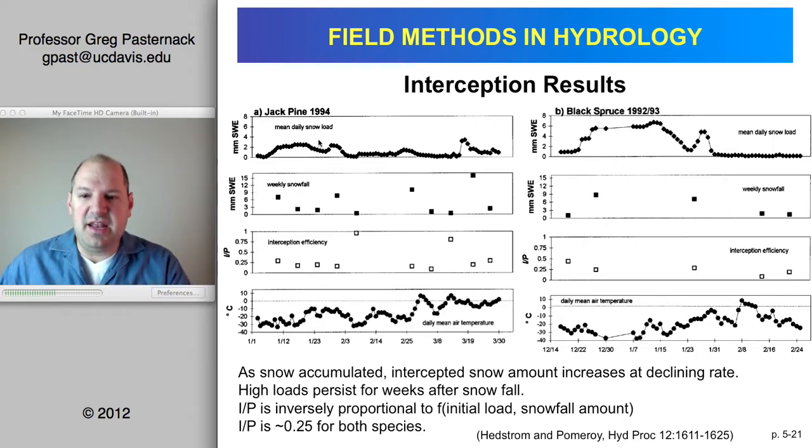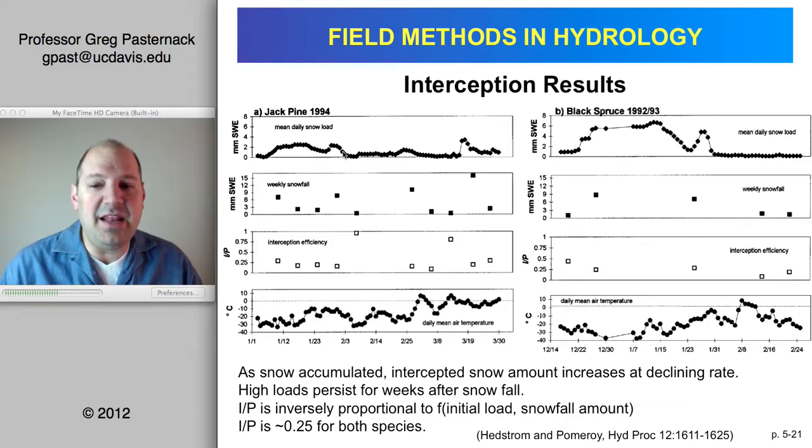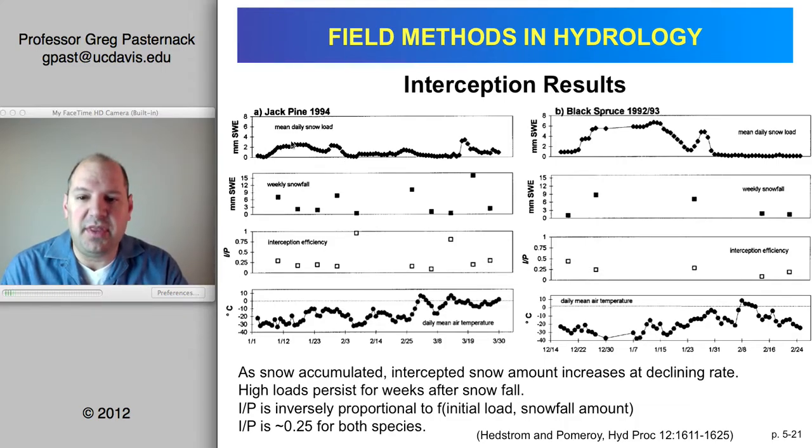And you can see that the top graph shows from January 1st to March 30th the time series of millimeters of snow water equivalent. It's just rising and falling. You can't see the net effect in this plot, but you interpret that from the time series. Then there's a snow gauge, and here's the weekly snowfall. And then if you take the difference between what was caught in the canopy for that week relative to the snowfall, then you find out the interception efficiency.